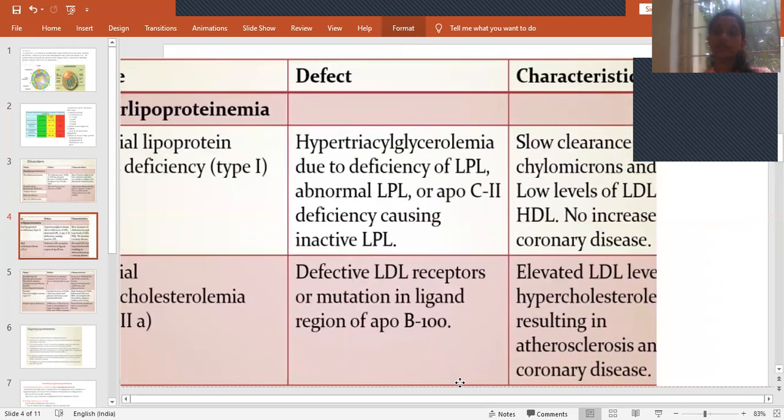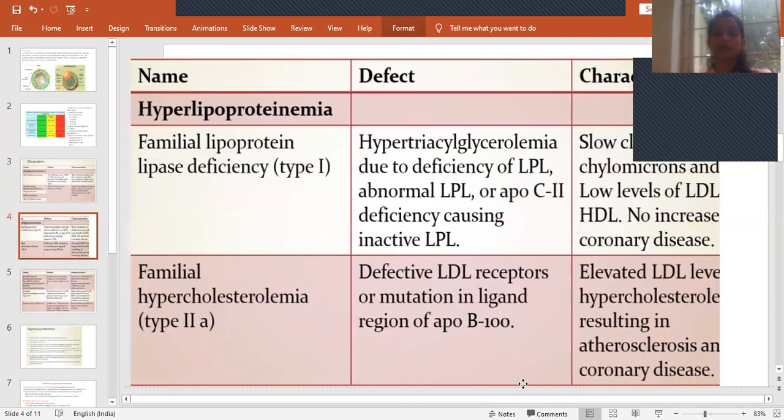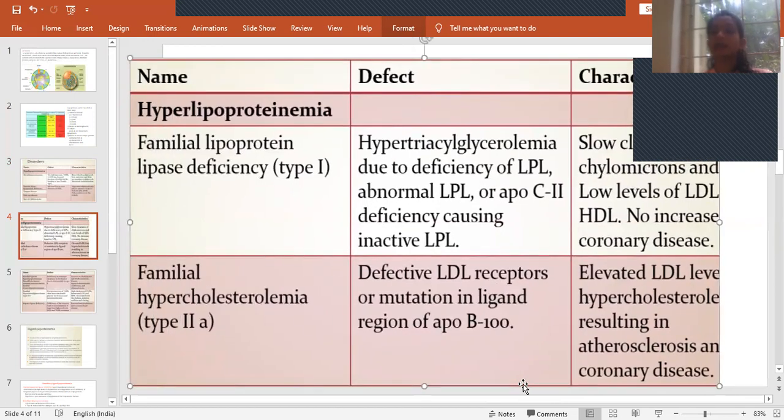It's slow clearance of chylomicrons. So chylomicrons can't be easily digested, and there will be low levels of LDL and HDL. So both of them get decreased. LDLs will be decreased, and along with that HDLs will also be decreased.